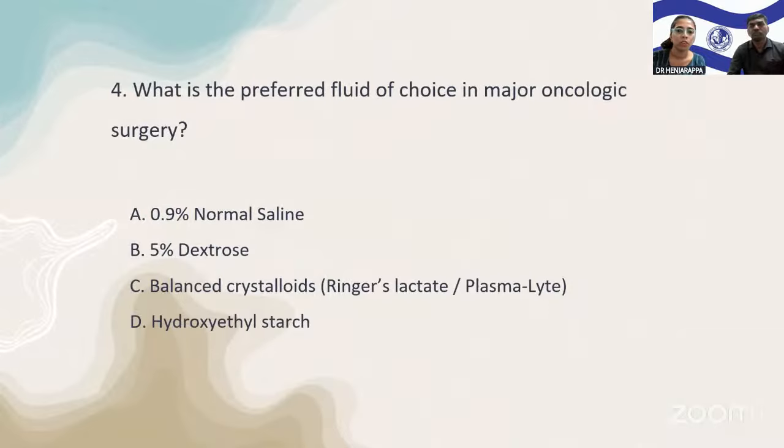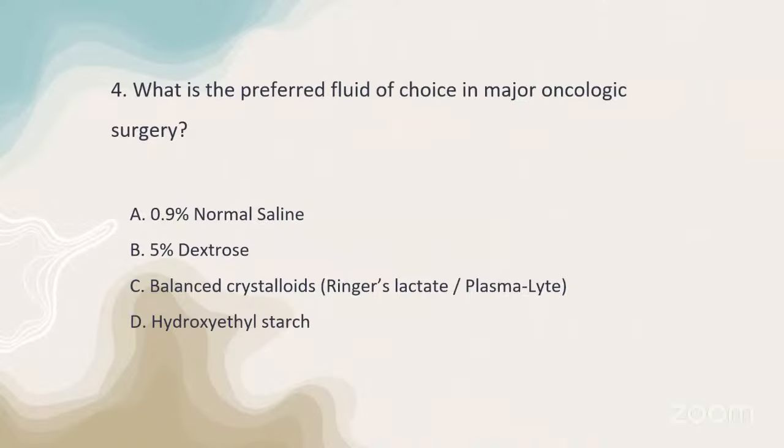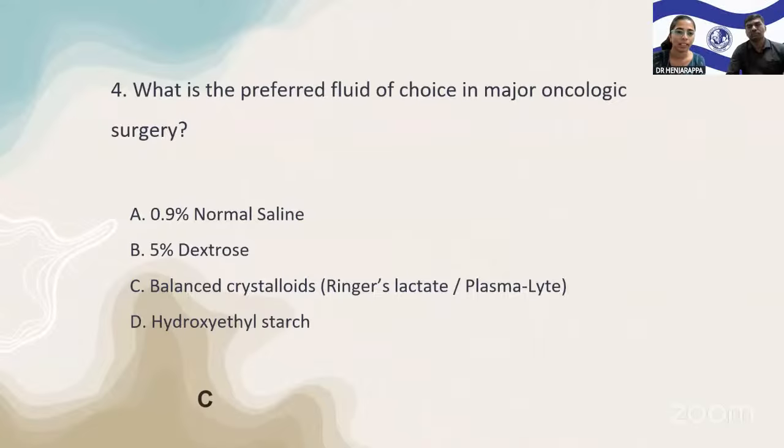What is the preferred fluid of choice in major oncological surgery? Option A, normal saline. Option B, 5% dextrose. Option C, balanced crystalloids. Option D, hydroxyethyl starch. They're answering C. C, correct. Ringer, crystalloid. Yes, correct answer.